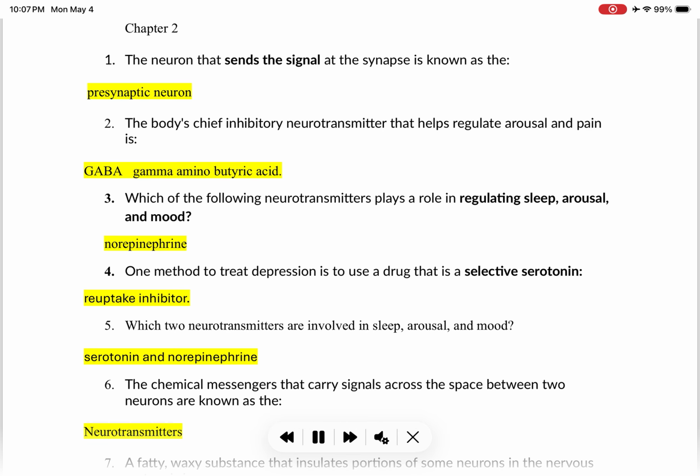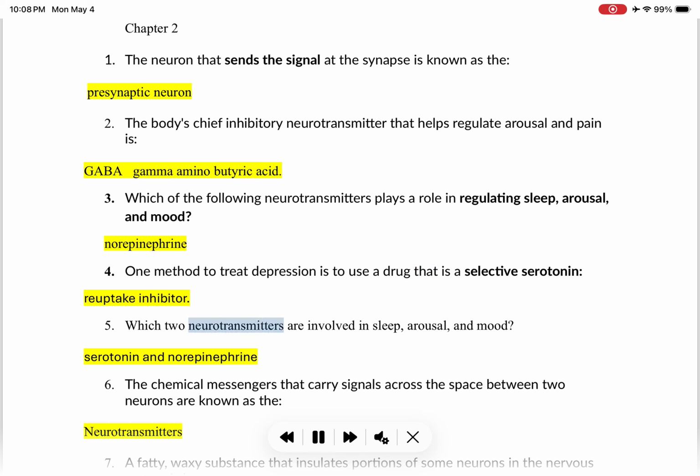Chapter 2. The neuron that sends the signal at the synapse is known as the presynaptic neuron. The body's chief inhibitory neurotransmitter that helps regulate arousal and pain is GABA-gamma-aminobutyric acid. Which of the following neurotransmitters plays a role in regulating sleep, arousal, and mood? Norepinephrine. One method to treat depression is to use a drug that is a selective serotonin reuptake inhibitor.